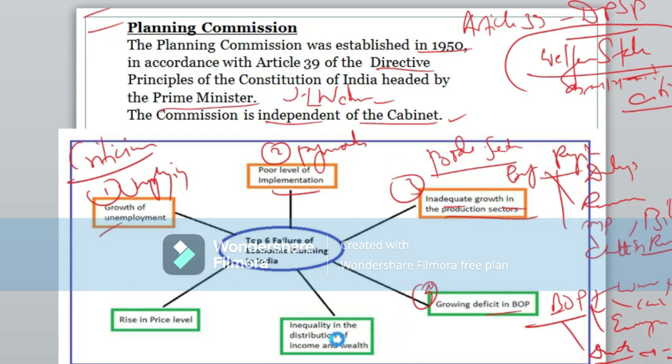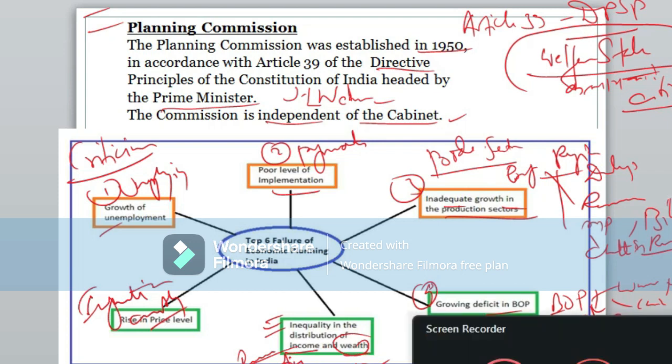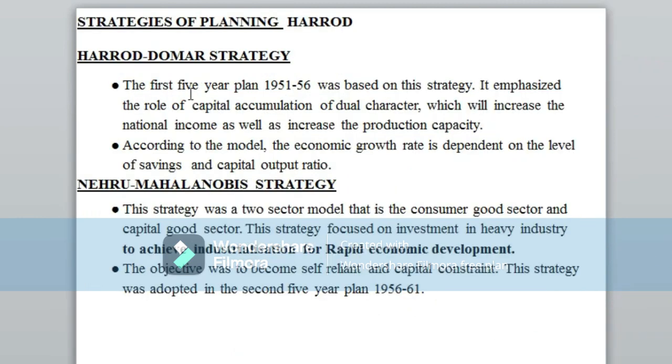Fifth goes for inequality in the distribution of income and wealth. So जो भी income हो रही थी एक particular sector को हो रही थी और wealth भी वैसे ही deprived थे. Next comes for rise in price level. Inflation was constantly rising. This factor leads to decline in the planning policies of India. So let us see how the planning policies go ahead.